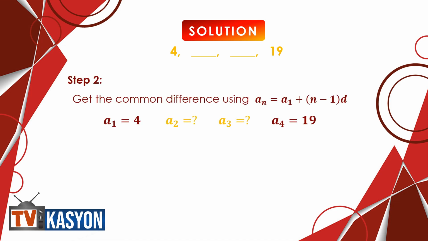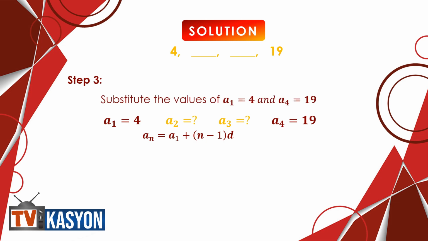Step 2. Get the common difference using a sub n equals a sub 1 plus the quantity of n minus 1 times d, where the nth term denoted by a sub n is the last term of the sequence, a sub 4 equals 19. Step 3. Substitute the values of a sub 1 and a sub 4. That is, 19 equals 4 plus the quantity of 4 minus 1 times d, or 19 equals 4 plus 3d.